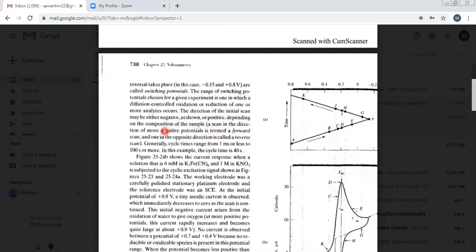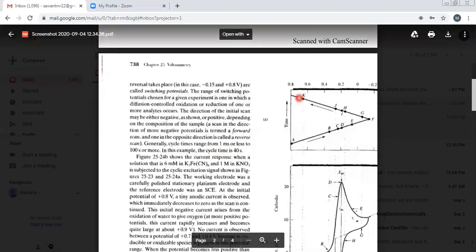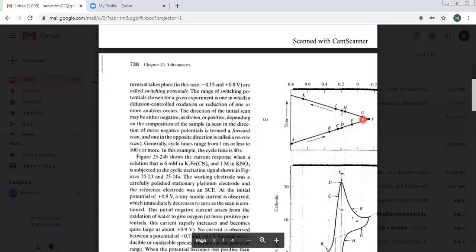A scan in the direction of more negative potential is termed a forward scan. So when we go to a more negative potential, it is called a forward scan, and one in the opposite direction is called a reverse scan. Generally cycle times range from 1 millisecond or less to 100 seconds or more. In this example, the cycle time is 40 seconds. So altogether, this particular triangular wave will be applied for 40 seconds to complete the cycle.